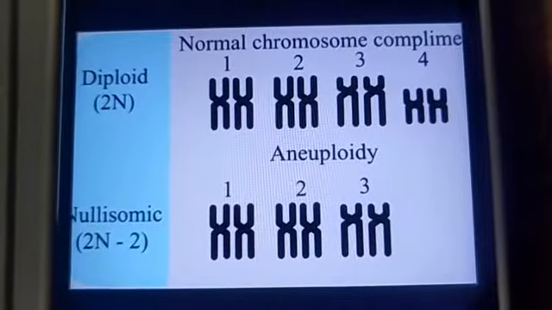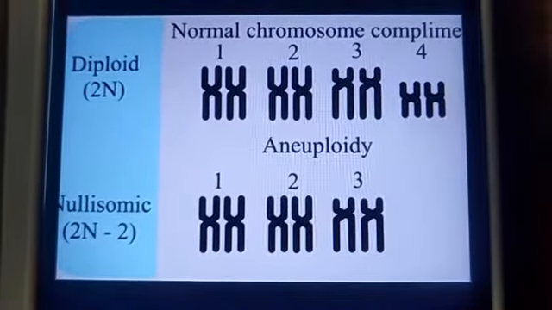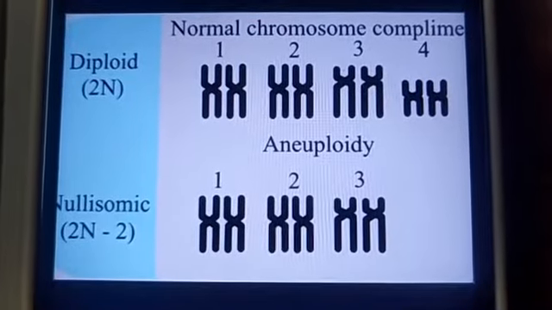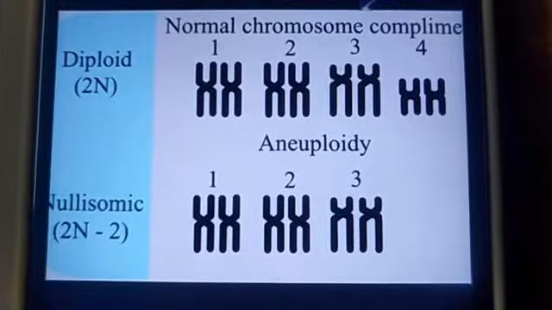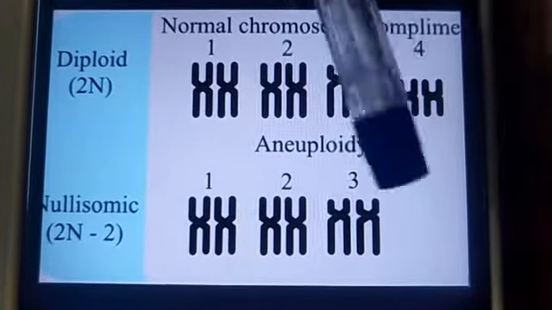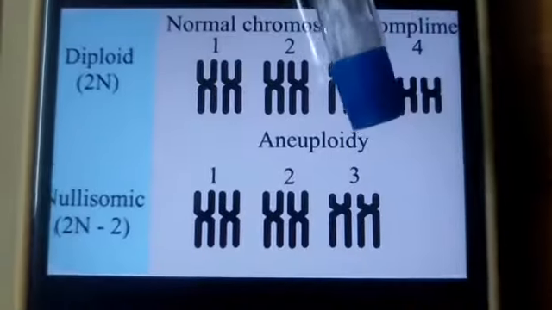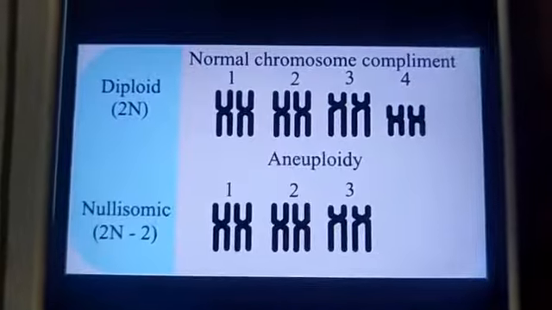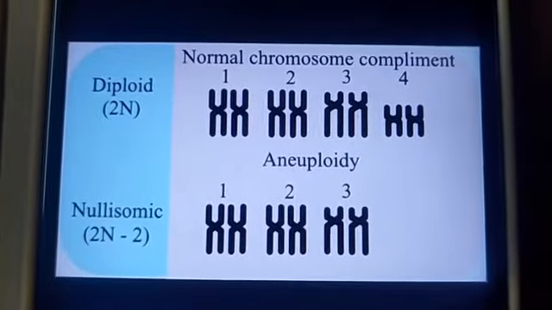Next topic is hypoploidy. Hypoploidy means the loss of one or more chromosomes from a diploid set. From a normal diploid set of chromosomes, the removal of one or two chromosomes takes place. Hypoploidy is again classified into two types: monosomy and nullisomy.